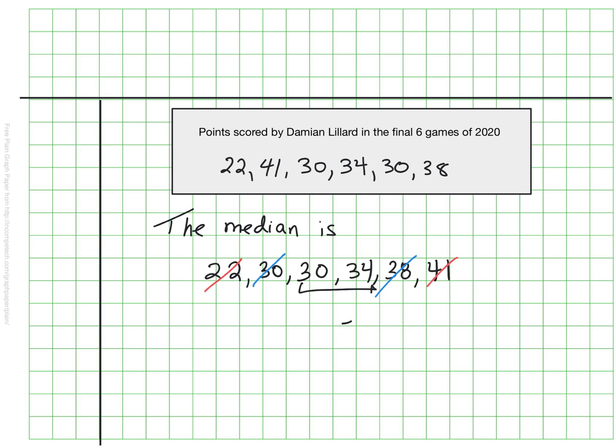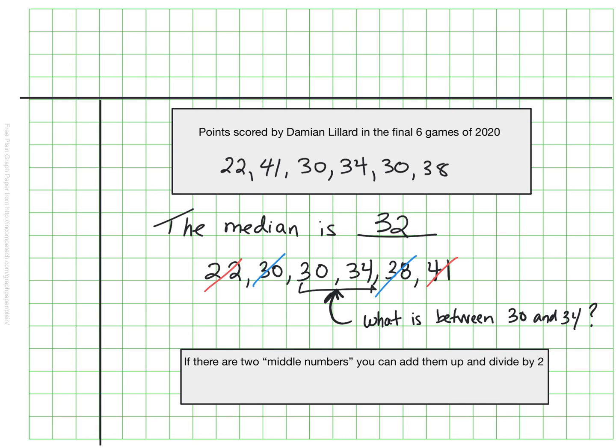The median happens to be what's in between 30 and 34. And you might look at that and say, oh, I already know, that's 32, right? So our median is 32 points for Damian Lillard. But if you did not know that, there's another option, and that is that you can add up the 2 remaining numbers and divide by 2. So you could have done 30 plus 34 equals 64, and then 64 cut in half will give you that 32, right? So if you ever see 2 numbers and you're not sure what's in between, you can use that process.